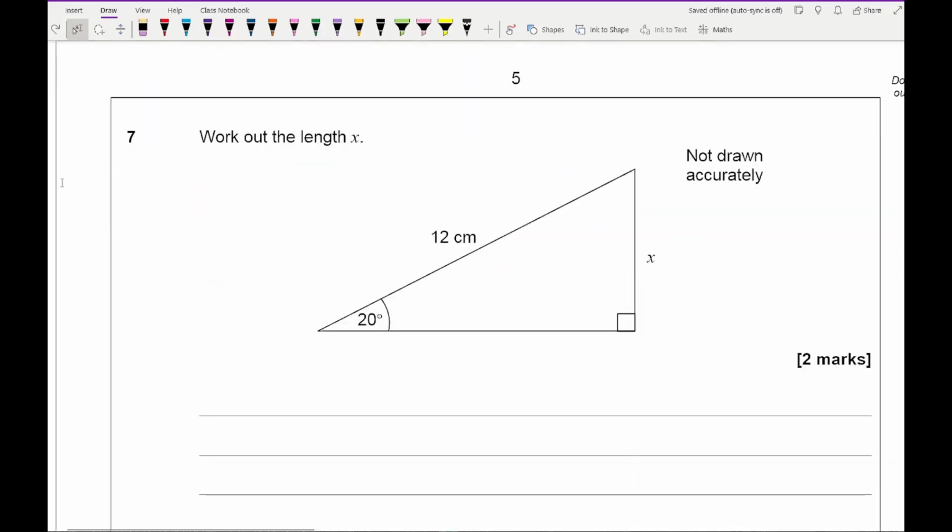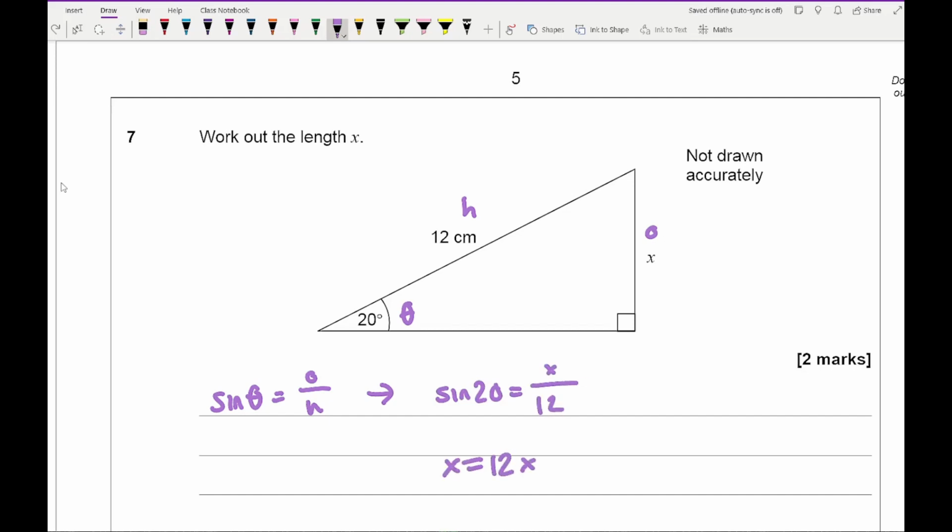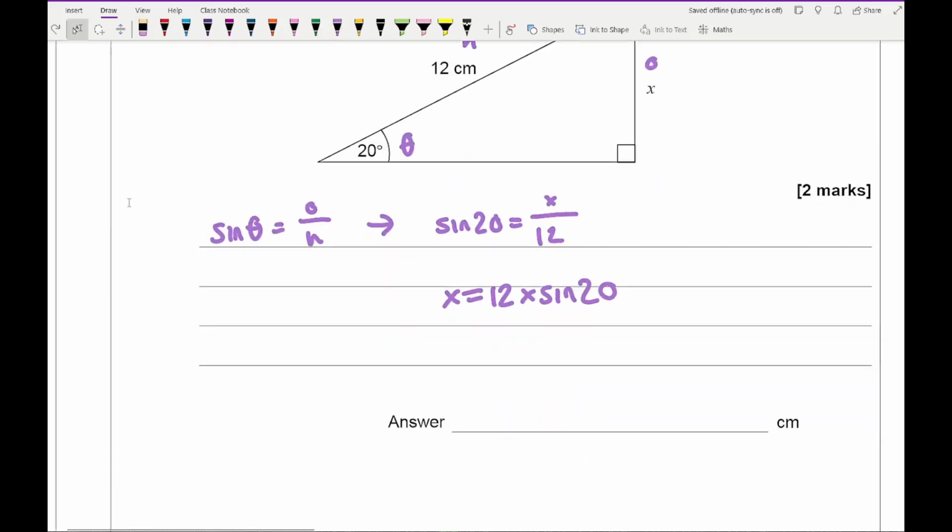Then moving on to question 7, it says work out the length of x. So this is going to be a trigonometry question, because I've got a right angle triangle, two sides and an angle. If I start by labelling what I know, I've got theta, I've got the hypotenuse, and I've got the opposite. So I'm going to be using sine, so sine theta equals opposite over hypotenuse. So sine 20 equals x over 12. So x equals 12 multiplied by sine 20, and I'm just typing that straight into my calculator. It gives me a value of 4.1, and that's to 1 decimal place.